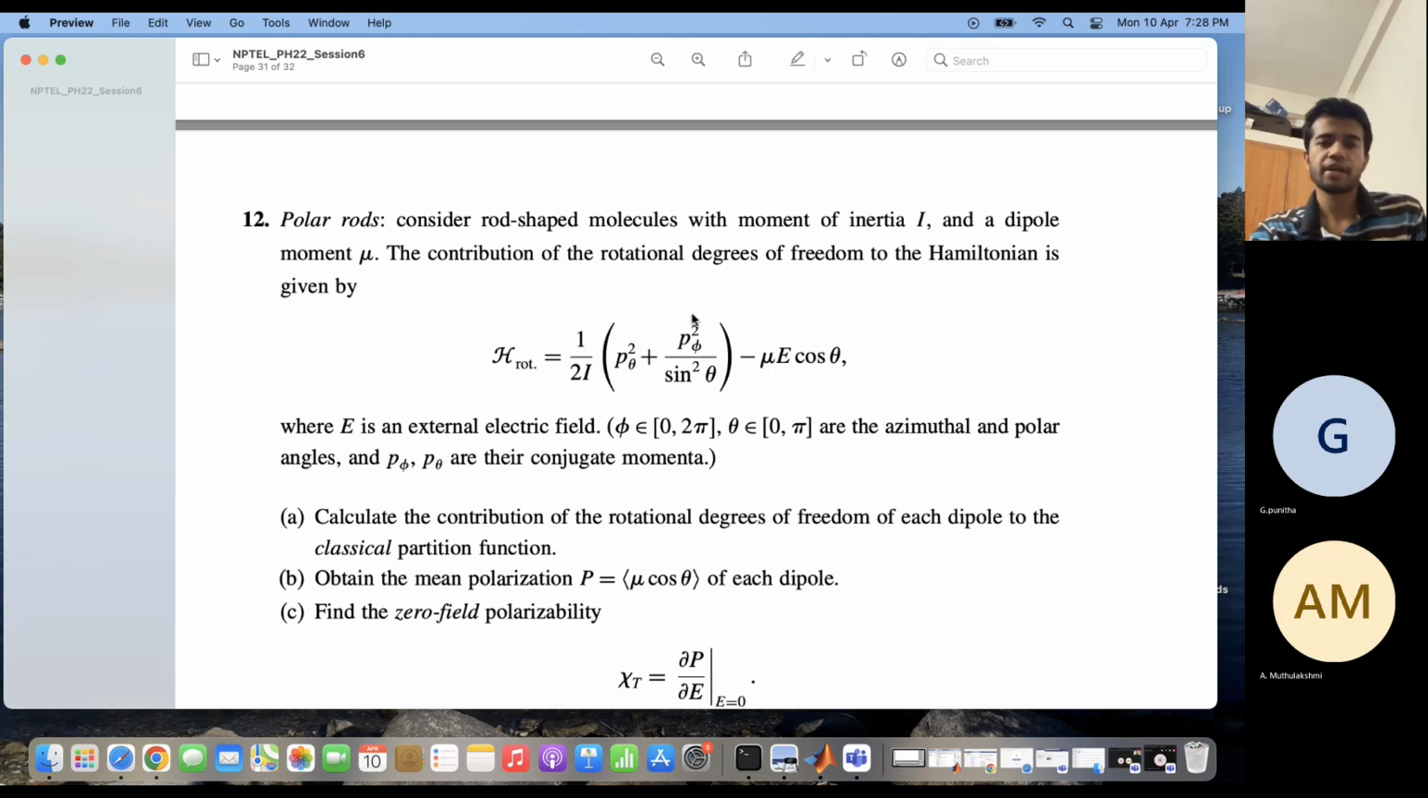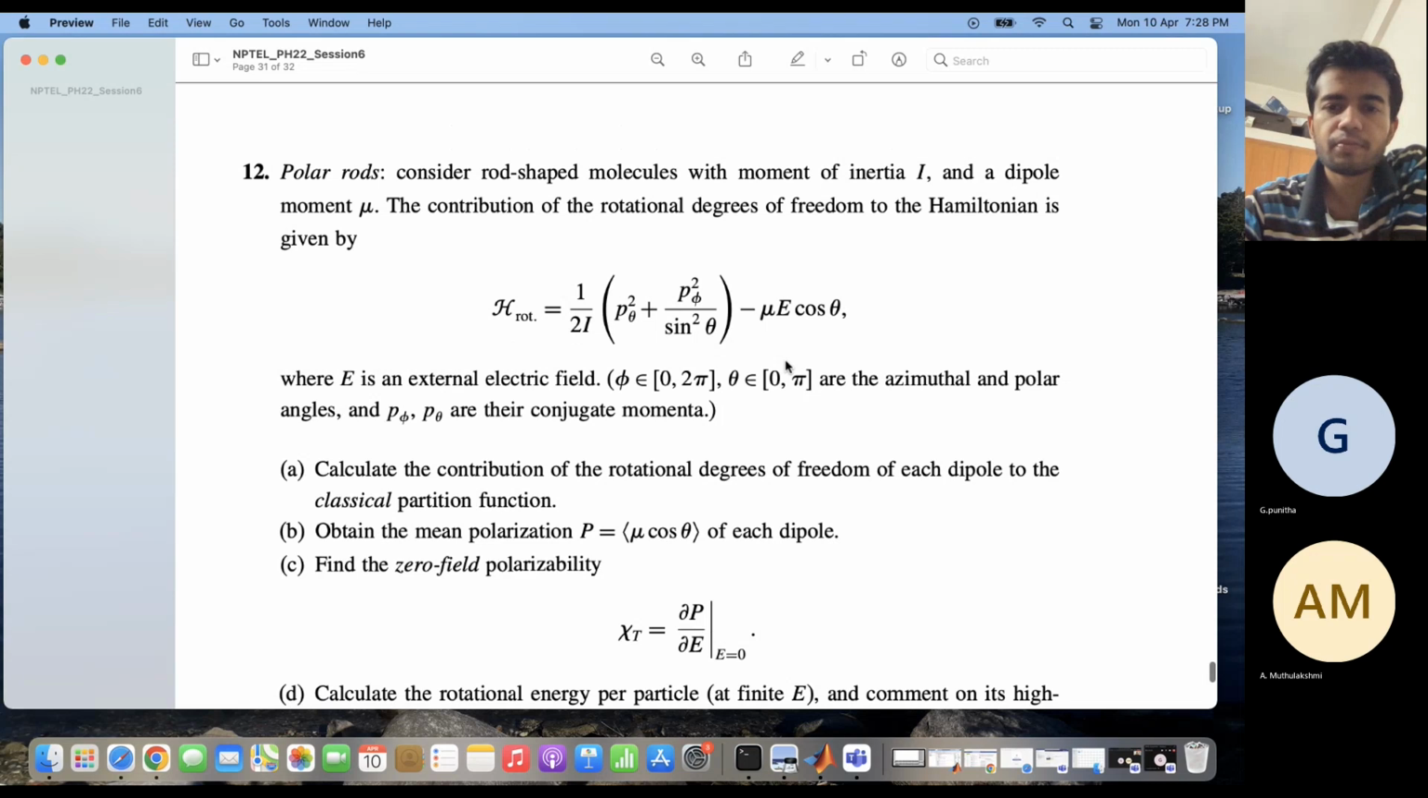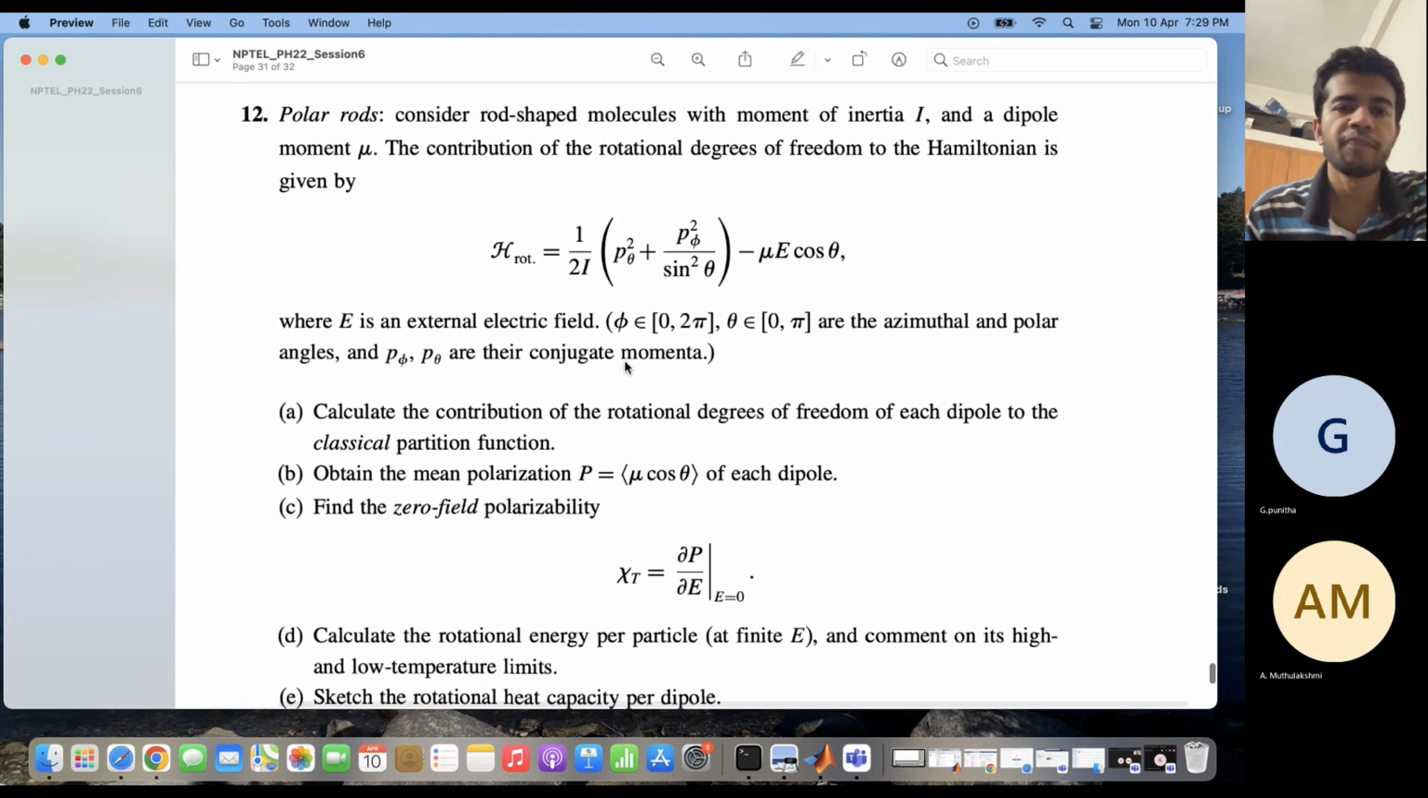Okay, they can rotate about their axes, and therefore the contribution from the rotation comes from this Hamiltonian over here, which is given by 1 by 2I times p_theta squared plus p_phi squared by sine squared theta, minus mu E cos theta, where E is the external electric field. Okay, the external electric field couples to the electric dipole moment mu.